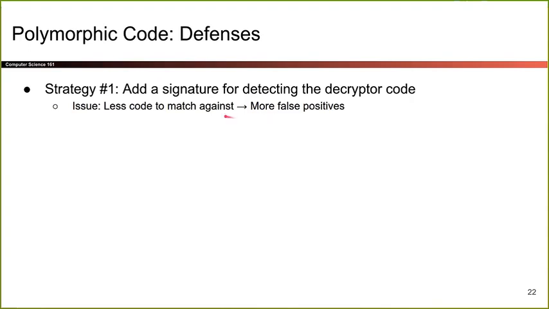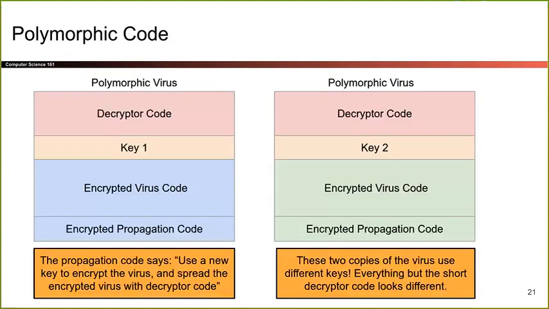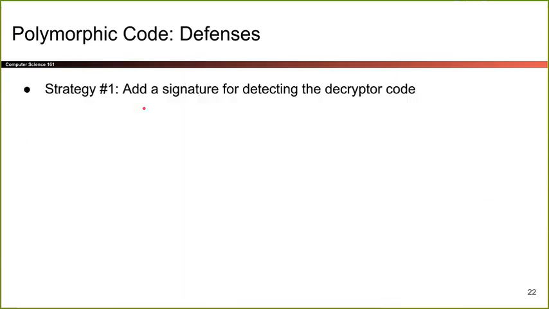Well, one issue here is that there's less code to match against. Signatures are very, very powerful if there's a long piece of code. If the virus is very long and looks identical every time, then it'll give you very low false positives and very low false negatives if you detect on every single piece of that long piece of code. The problem with decryptor codes is that they're shorter, so there might be more false positives. This short piece of code could actually appear in legitimate code as well.